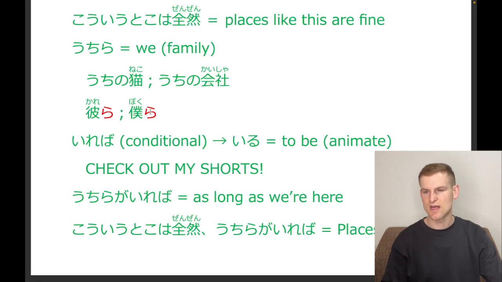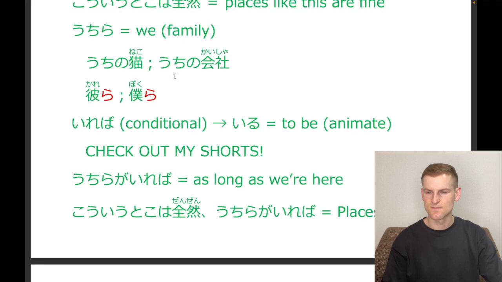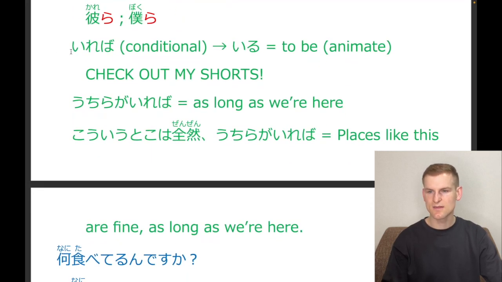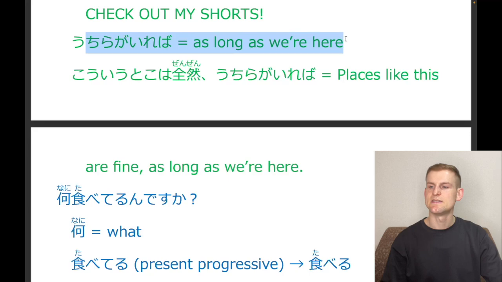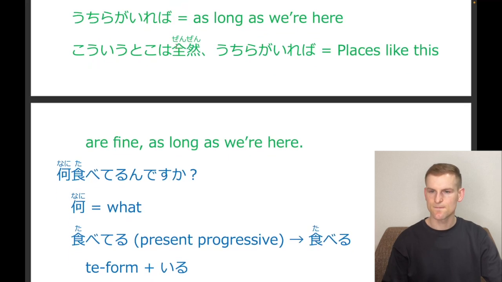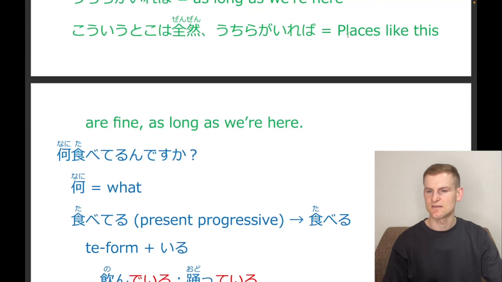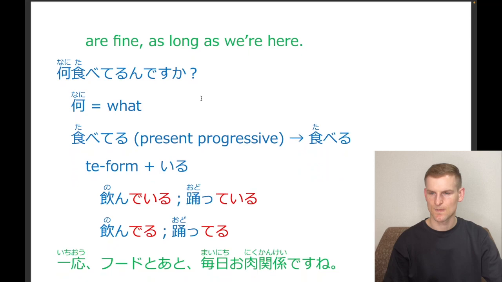Okay, so it indicates plurality. So うちら, we, the family, when the family's here. Okay, いれば, conditional of いる, to be, animate. Check out my shorts if you want to learn more about how to conjugate verbs. That'll help you a lot. Okay, so うちらがいれば, as long as we're here. Okay, put everything together. こういうとこは全然うちらがいれば. Okay, so places like this are fine as long as we're here, as long as the family is here.